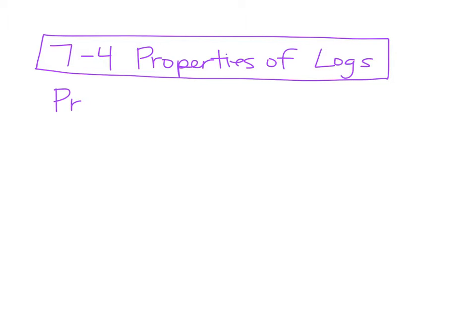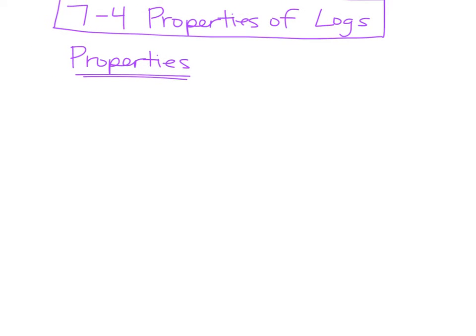So starting with a few properties here. With logs, I want you to take a look at this. I think you can tell me what this equals. 1, right? B to the first power is B. So log base B of B will always be 1. That means if your base and your number right behind your base are the same, it's always an answer of 1, okay?